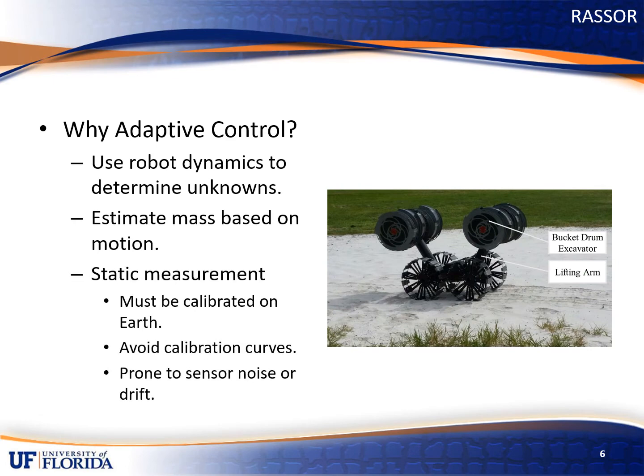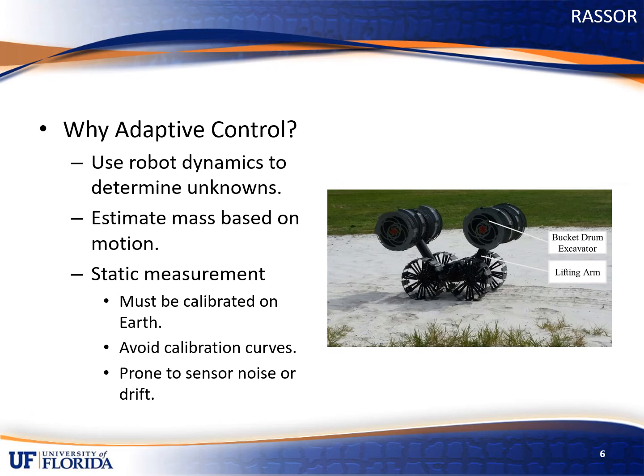We're motivated to apply adaptive control techniques to this problem because we know that we can use the dynamics and motion of the robot to determine unknown parameters such as mass online. And if we can determine the mass of the lifting arm and bucket drum excavator, similarly, we can figure out the mass of the excavated regolith.